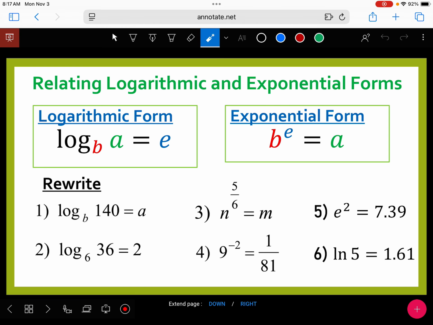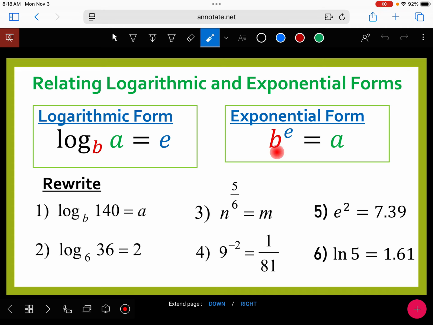Okay, so we have a log. Basically, all we're going to do today is rewrite. Right now, we're just going to do a rewrite. So if it's a log, we're going to write it as an exponential, and if it's exponential, we're going to write it as a log.